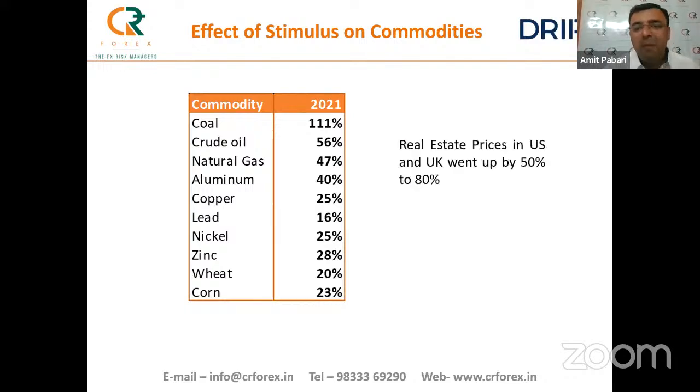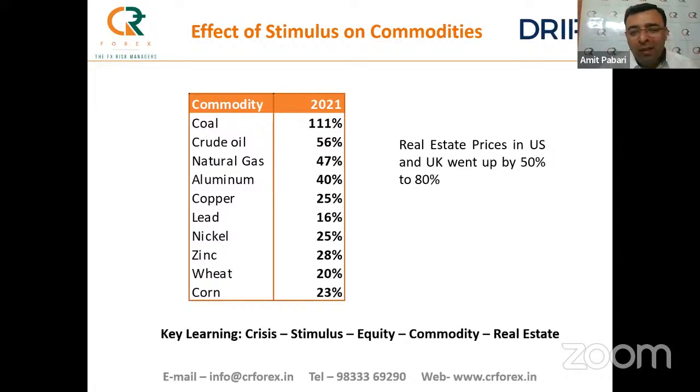Second impact, all commodities, coal, gold, everything went up. Crazy. Third impact क्या हुआ? Property prices across the globe have gone up. US and UK, some places, the property prices have gone up by 50 to 80%. With this event, what is the key learning? अगर next 10-12 साल में कभी भी कोई crisis आता है, and the central bank pumps money, then the first place to invest is equity, then commodity, and then lastly real estate.